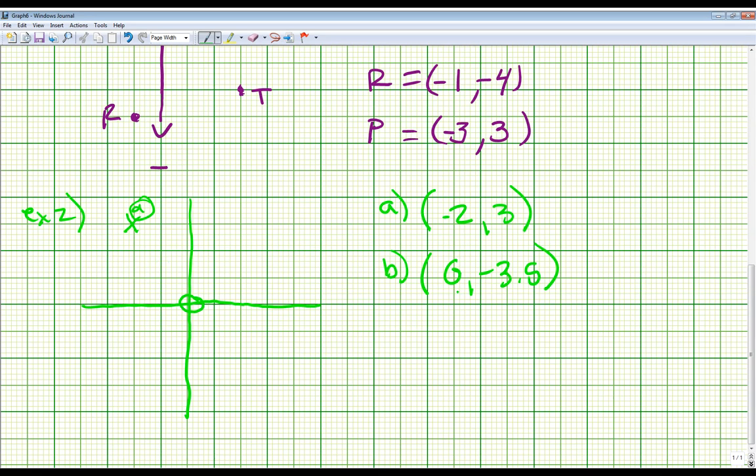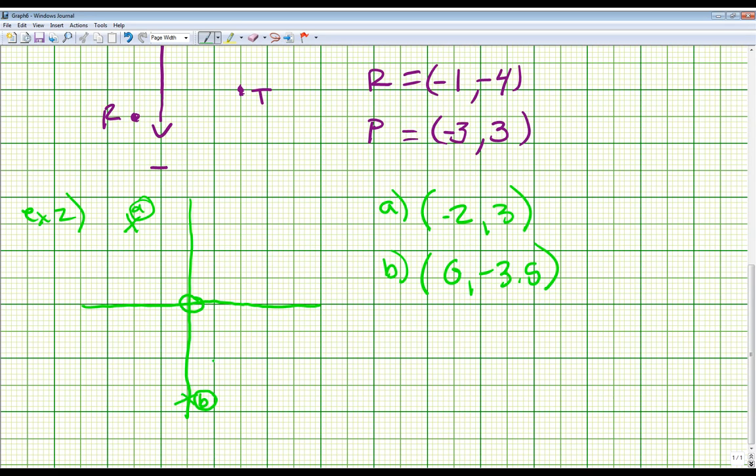The next one says 0, -3.5. So 0 in the first slot means I don't have to move right and I don't have to move left. I stay put. The second number is -3.5, which means I'm going to go down 3.5 lines. Here's line number 1, line number 2, line number 3, and then a half would be right in the middle. So right here is where B would be located. And again, I'm going to put an X to mark that spot.